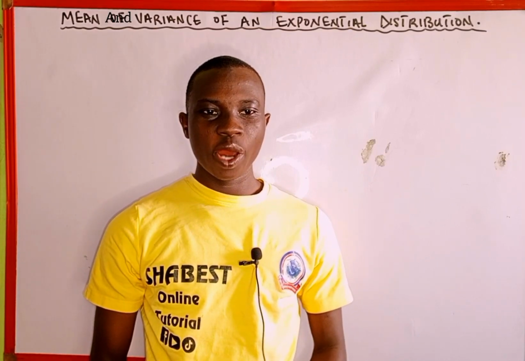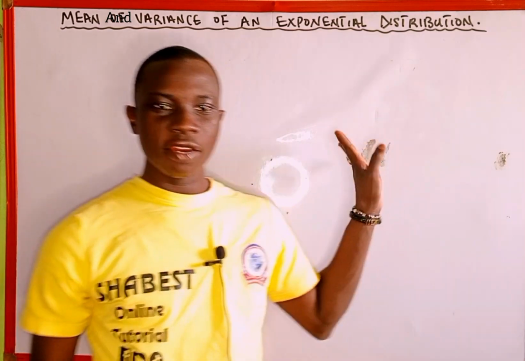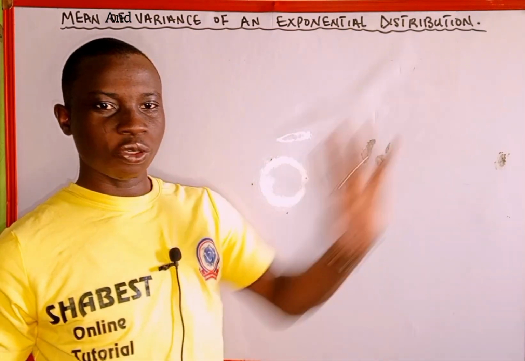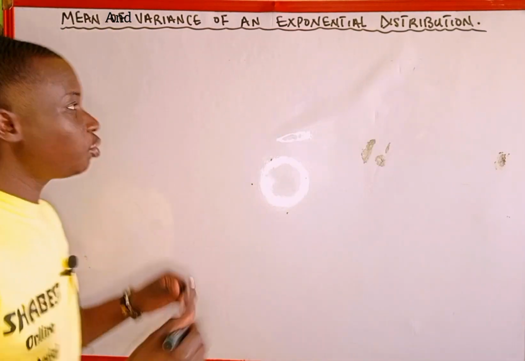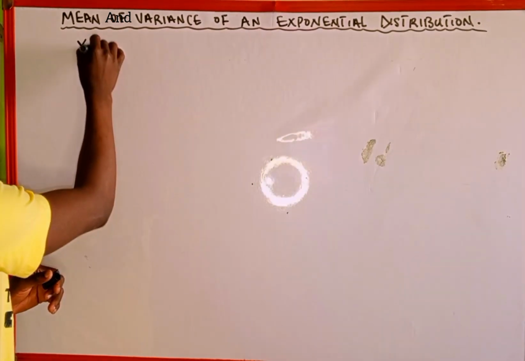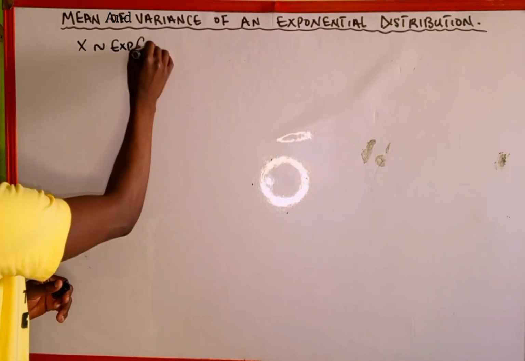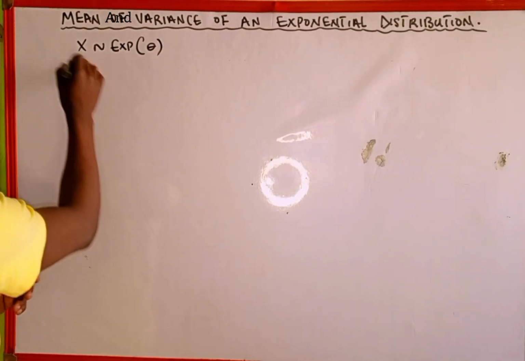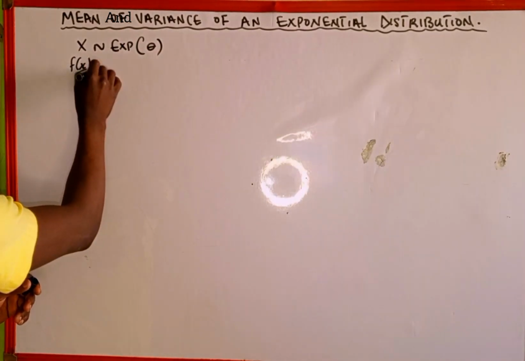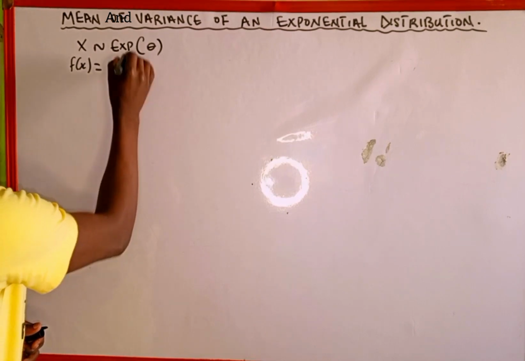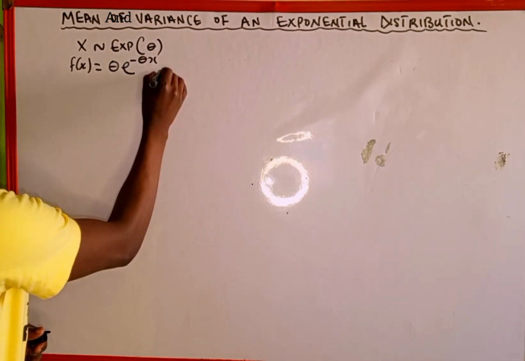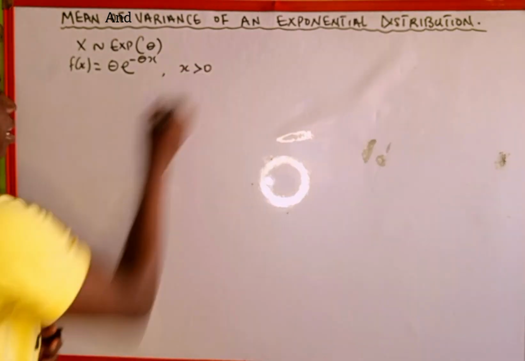In today's tutorial, we're going to learn how to find the mean and the variance of an exponential distribution. X is distributed exponential with parameter theta, and the function f of x is given as theta e to the power minus theta x, where x is greater than 0.